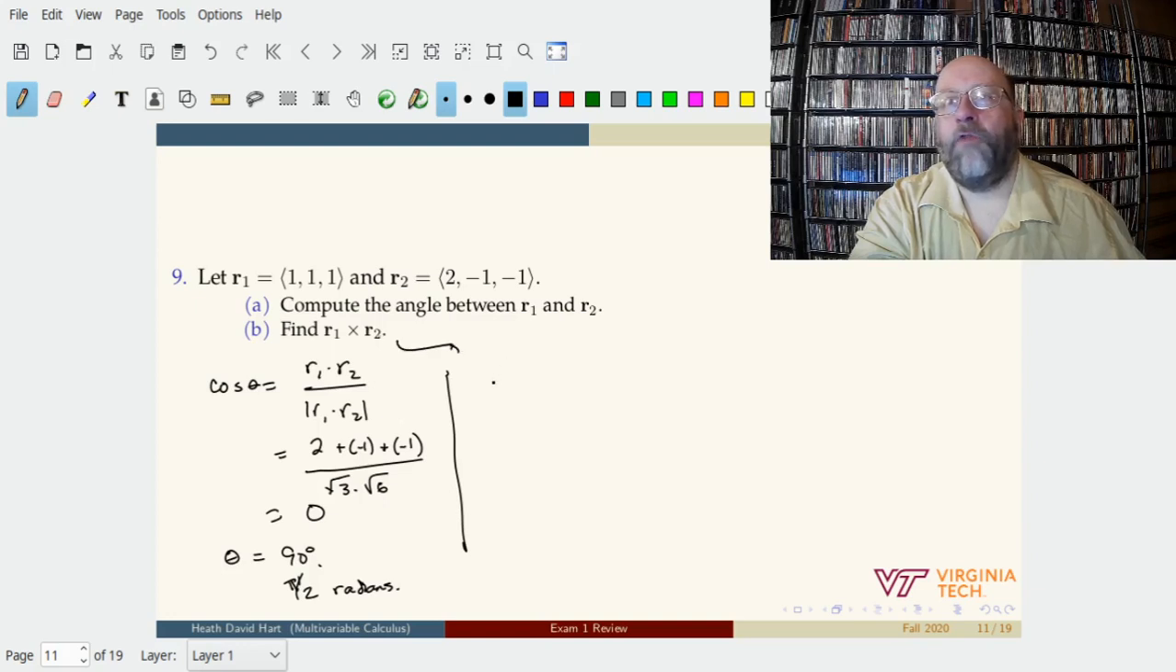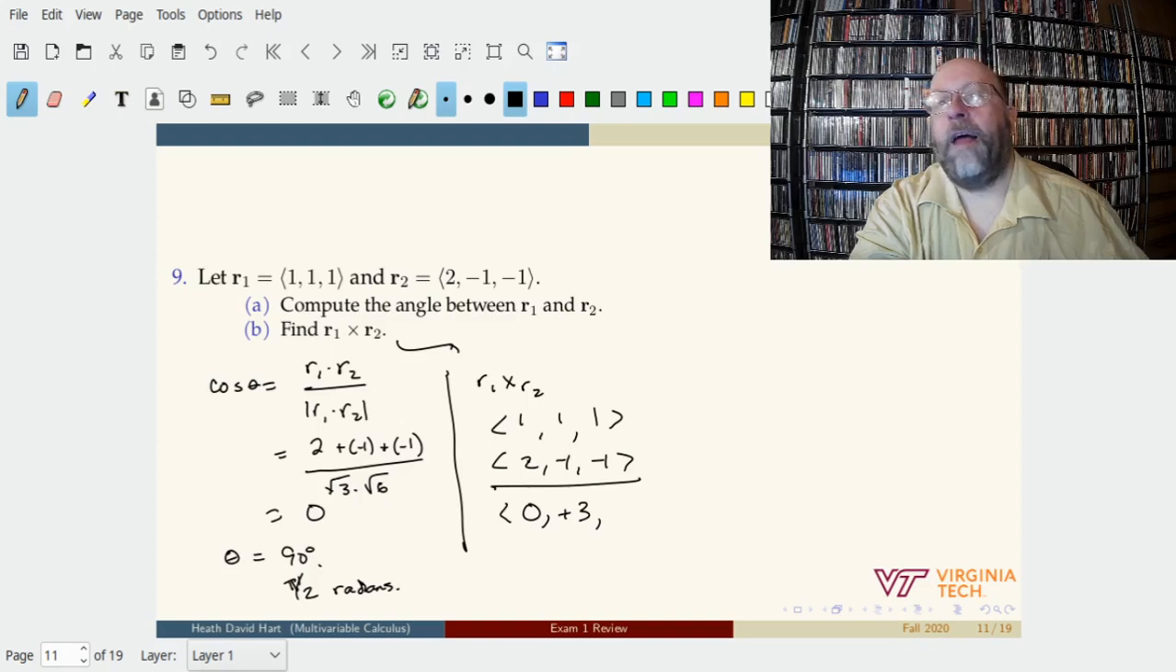Whichever one you want. If we want to find the cross product, R1 cross R2, that's (1, 1, 1) crossed with (2, -1, -1). In the x position, we get negative 1 minus negative 1, which cancels and we get 0. In the y position, we get negative 1 minus 2, which would be negative 3, but we change the sign to positive 3. And the last coordinate, we get negative 1 minus 2, and that one's negative 3. And so that's your answer for part B.